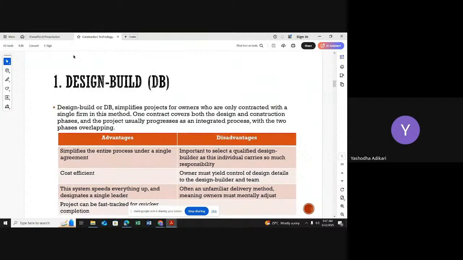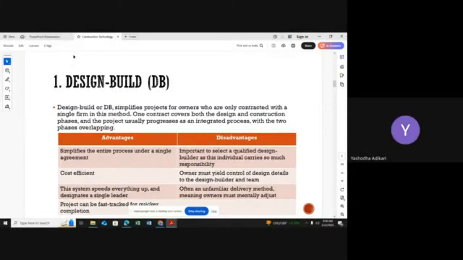The first one, design build. Design build simplifies the project for owners who are contracted with only a single firm in this method. Once the contract covers both the design and the construction phases, the project usually progresses as an integrated process with the two phases overlapping. Design build means the design part and the construction part are both done by the same company. You are going to sign one contract with the company for both works. That's design build.